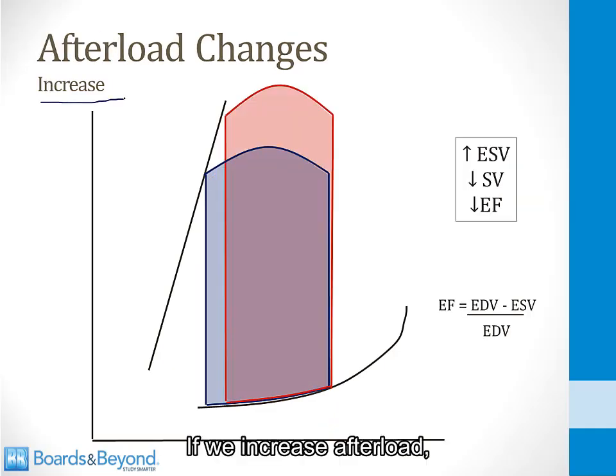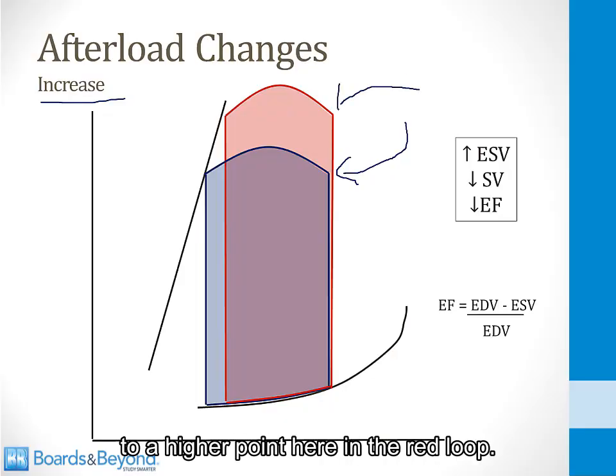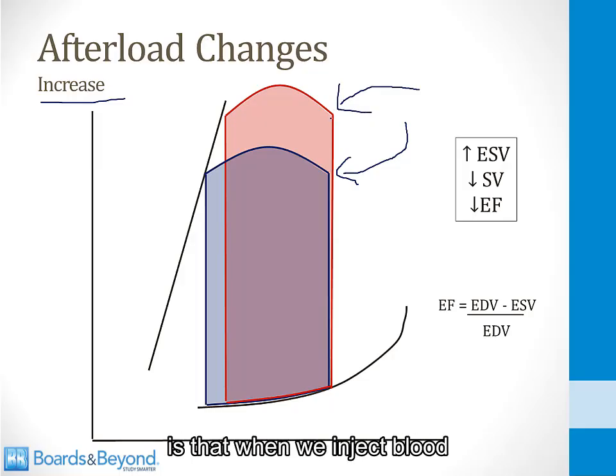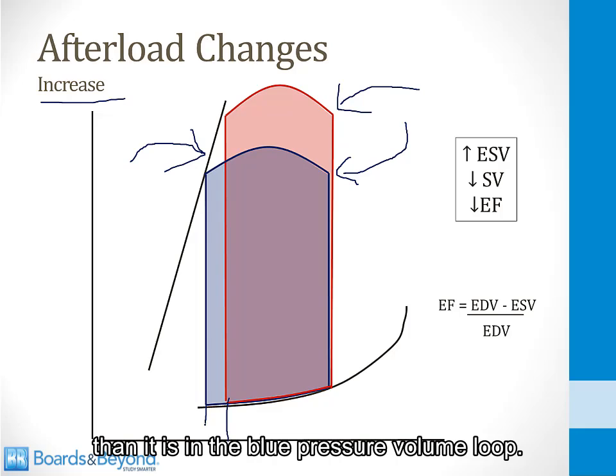If we increase afterload, we go from the baseline blue loop shown on the screen here to the red loop. I told you earlier that afterload is the point where the aortic valve opens. That's right here for the blue pressure volume loop. It's been raised to a higher point here in the red loop. The consequence of this is that when we eject blood in the red pressure volume loop, we hit this black line sooner. In other words, we hit it at a higher volume.